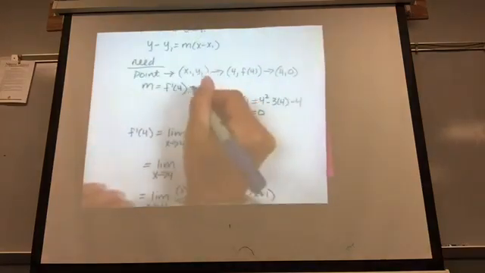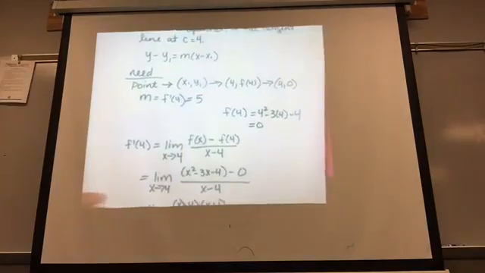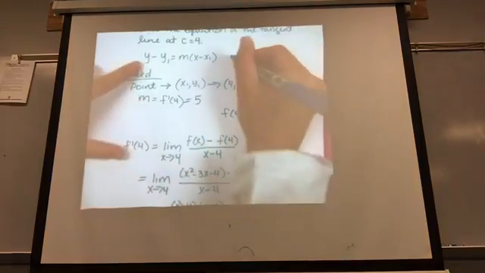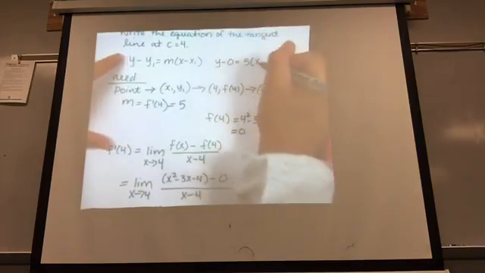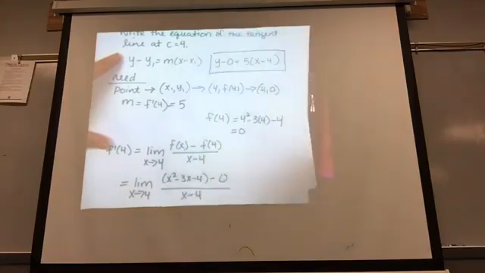So now I'm gonna go back up here, and I'm gonna finish writing my answer. So I have y minus 0 equals 5 times x minus 4. And there's the equation of my tangent line. So anytime you need to write the equation of your tangent line, what do you need? A point and a slope. And your slope is found by the derivative, f prime of 4.